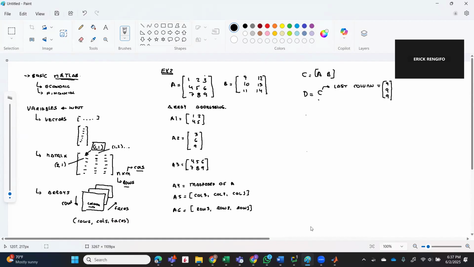Okay? I want E that simply deletes the fourth column of C. And F replaces position 2, 3 by 999. Two minutes to do this, guys.